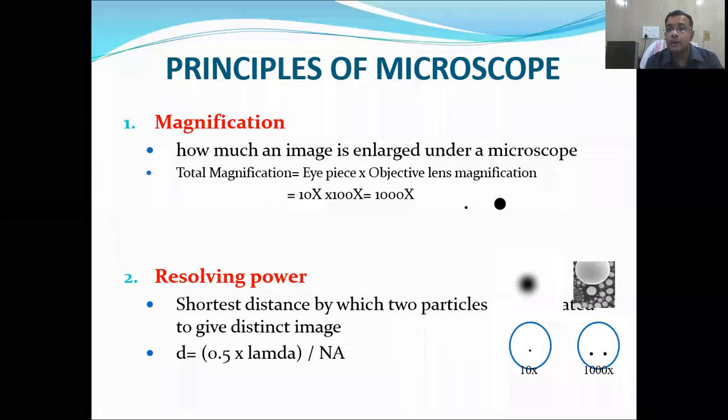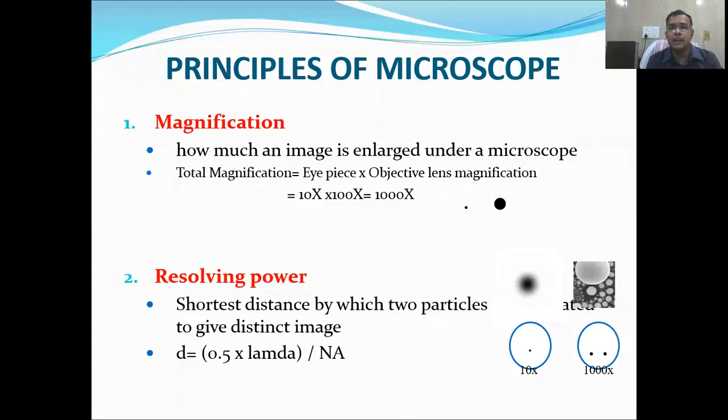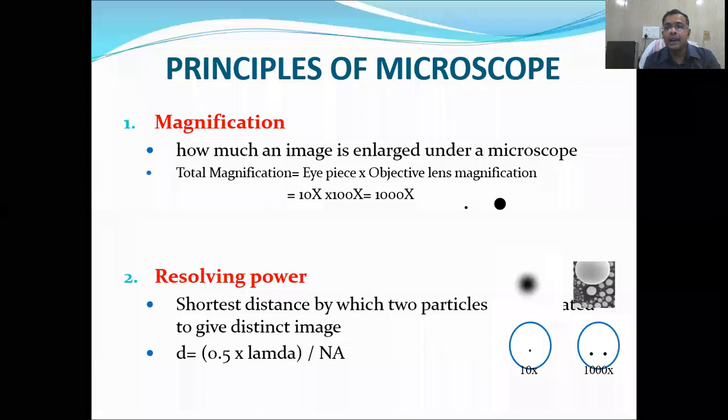What will happen whenever we enlarge any image, whether it is taken on our smartphone, if we enlarge it, it gets blurred. That blurring is because of less resolving power.